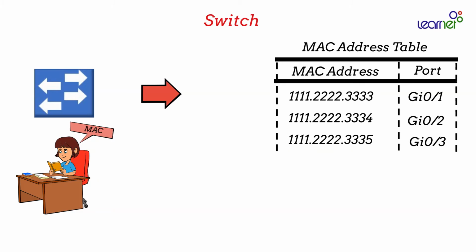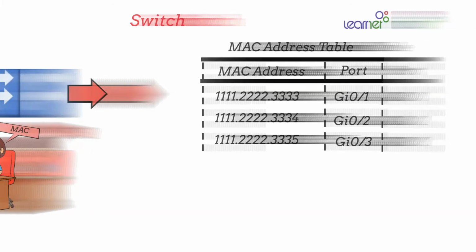But the question is, how does this table fill? Whenever a switch receives a frame, other than looking up the MAC address table and forwarding the frame to the right destination port, it checks the source MAC address as well, and then learns the MAC address and puts it in the MAC address table.